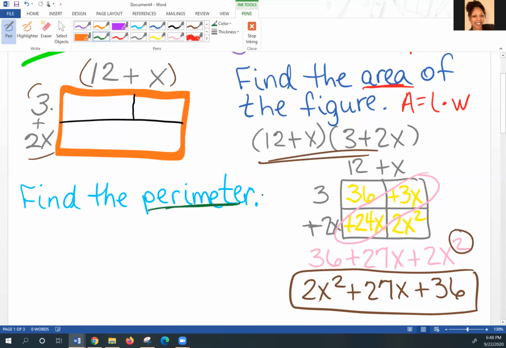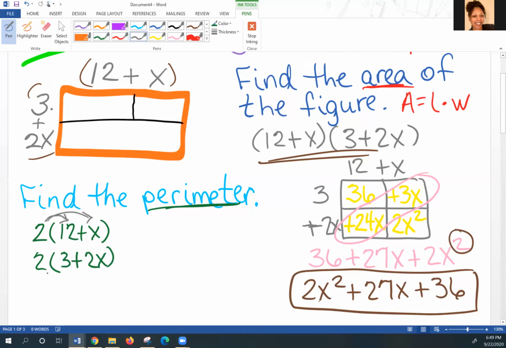The perimeter simply means that you're going to add all of the sides together. There's more than one way to do it. If you know the characteristics of a rectangle, you know that if the top length is 12 plus x, so is the bottom. And the same with this side, if it's 3 plus 2x, so is this other side. So you have two of the same values. Here I'm going to write 2 times 12 plus x. And I'm also going to write 2 times 3 plus 2x. And for those people who like to distribute, this is what you're doing.